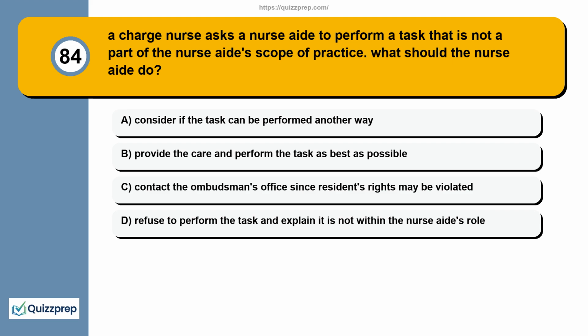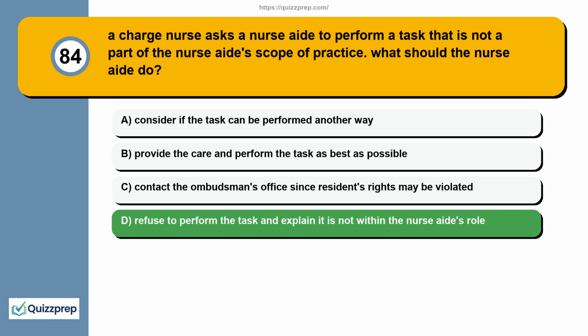Question 84. A charge nurse asks a nurse aide to perform a task that is not a part of the nurse aide's scope of practice. What should the nurse aide do? Option A, consider if the task can be performed another way. Option B, provide the care and perform the task as best as possible. Option C, contact the ombudsman's office since residents' rights may be violated. Option D, refuse to perform the task and explain it is not within the nurse aide's role. The correct answer is option D, refuse to perform the task and explain it is not within the nurse aide's role.